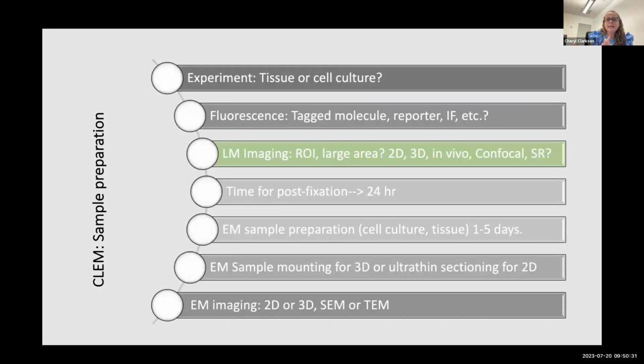Then we are going to run the light microscopy imaging. So what is important? Our region of interest, whether we are going to be running a large area, 2D, 3D, in vivo, confocal, or super resolution imaging.